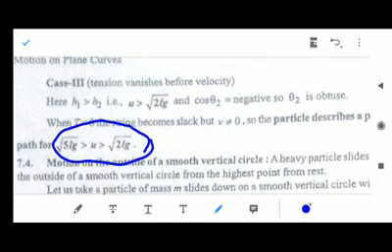So this is all about the cases for the motion of a particle on the plane curve in circular path.